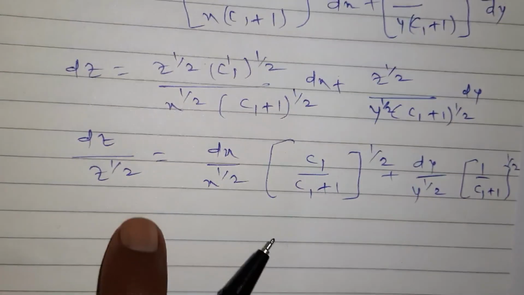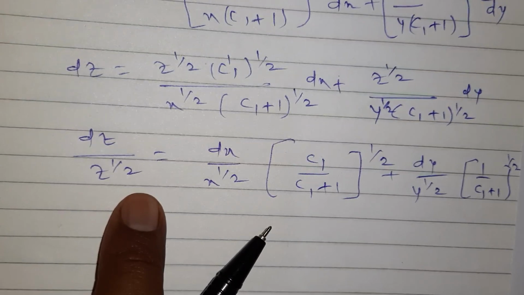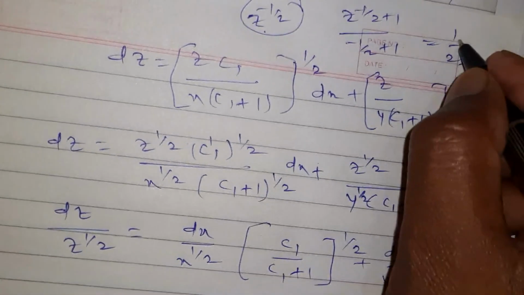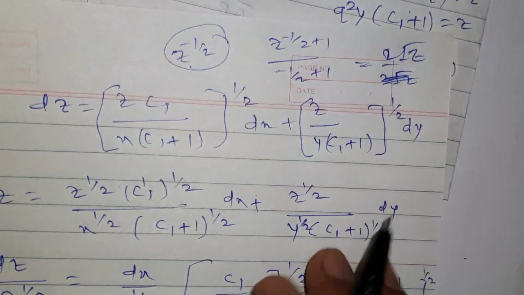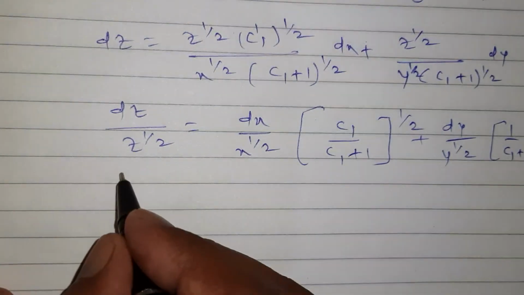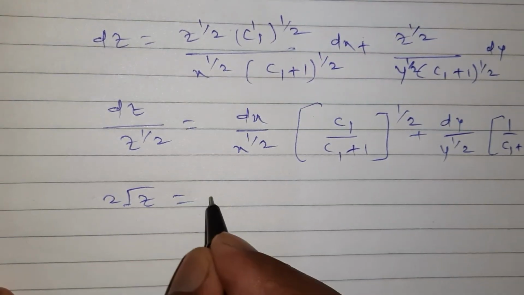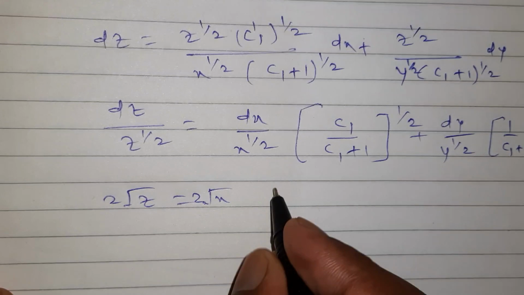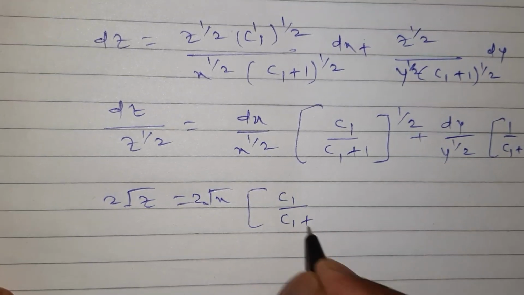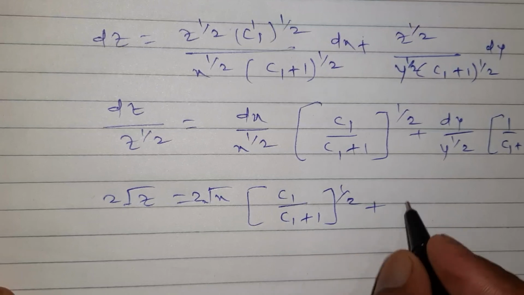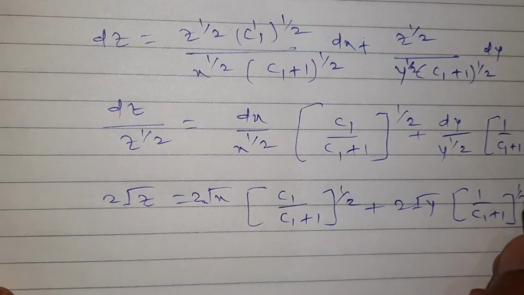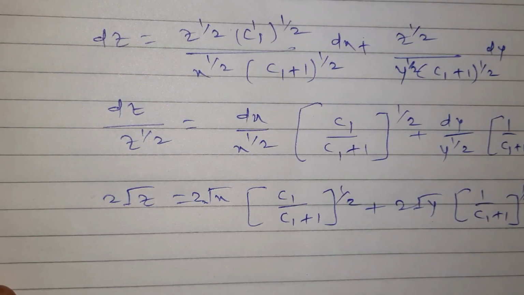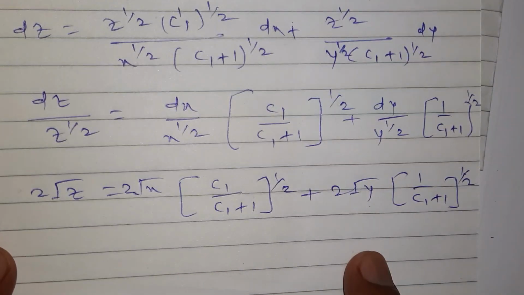Just like 1 upon root x. What is the integration of 1 upon root x here? Yes, what is the integration of 1 upon root x? 2 root x, na? 2 root x. So 2 root z. Not 1 upon, it is 2 root z. So use that concept here. Integrating, 2 root z is equal to 2 root x, this is the constant c1 upon c1 plus 1 raised to half, plus 2 root y, 1 upon c1 plus 1 raised to half. I just use the 1 upon root x concept. Hope you have understood. We will complete your answer.